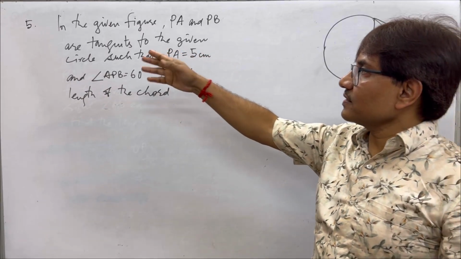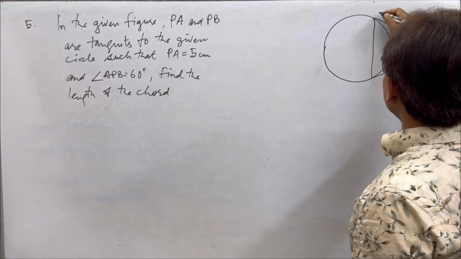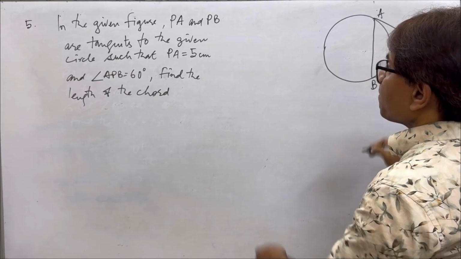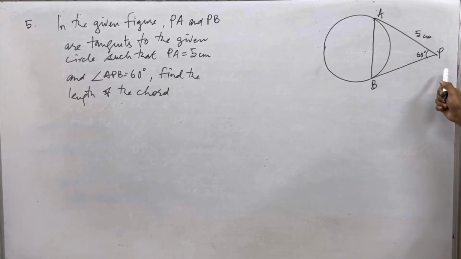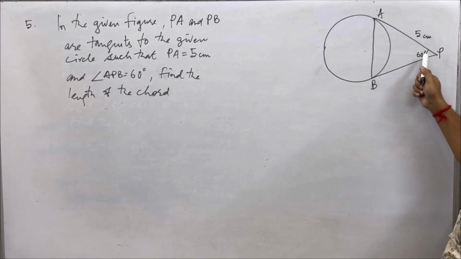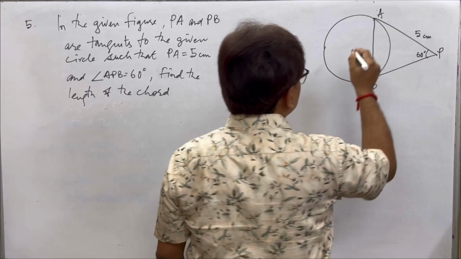Now the last sum in this series, number 5. In the given figure, PA and PB are tangents to the given circle, and angle APB equals 60 degree, given. Find the length of the chord. This is the chord.